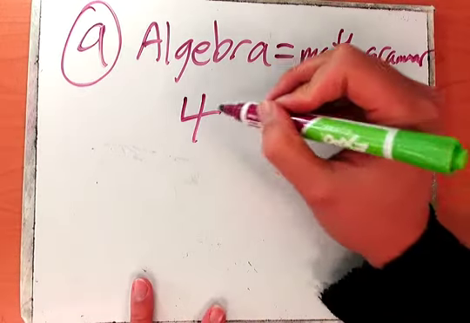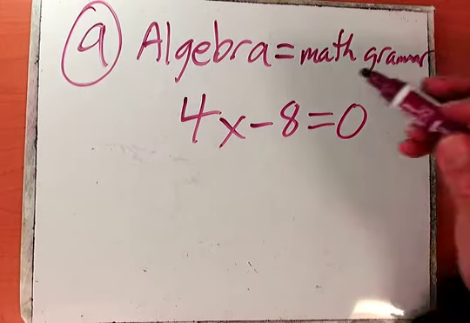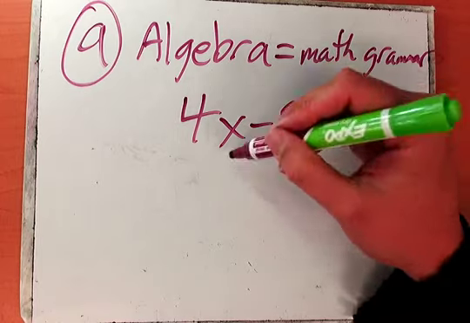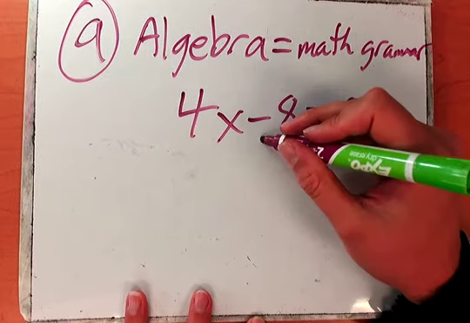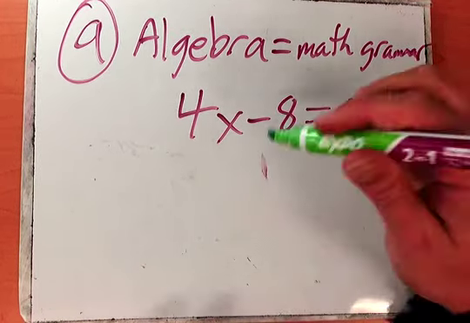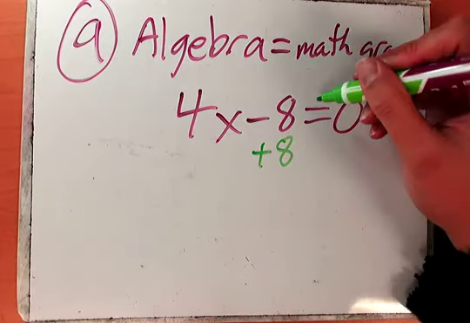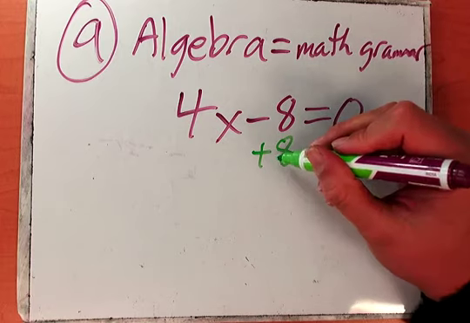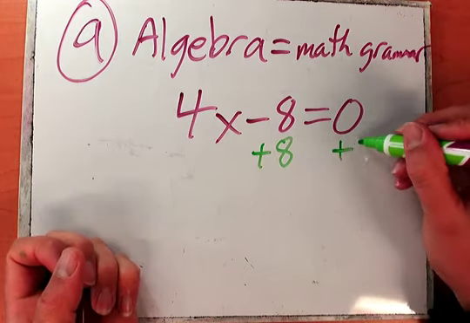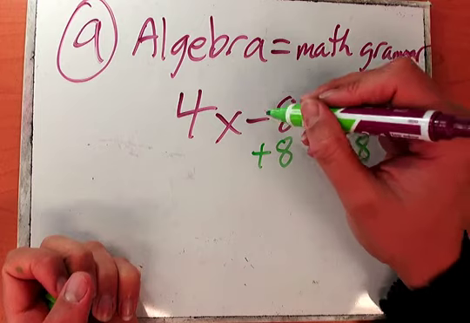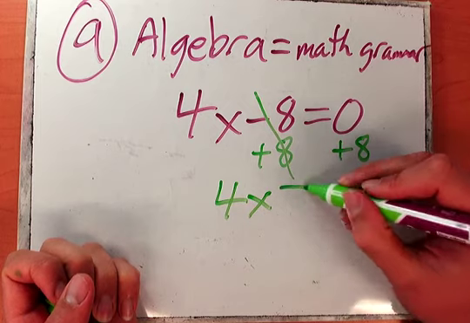The question I gave you now is 4x minus 8 equals 0. So what's the purpose? What are we trying to do here? We're trying to get x alone. And in this particular question, you undo the 8 by adding 8. But there's this equal sign, and if I add 8 to this side, then I've thrown off the balance of the equation. So I need to add 8 to both sides. That cancels this one, and I'm left with 4x equals 8.